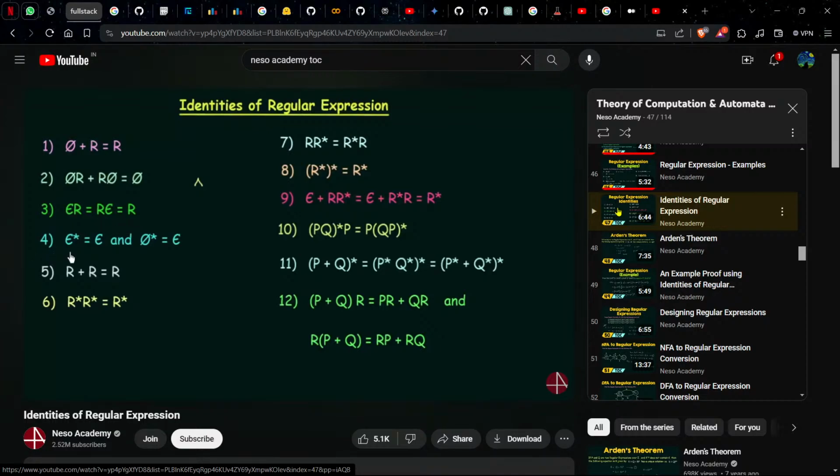Alright, let's see the fourth one. The fourth one says epsilon closure equals epsilon. This is very simple. If you have epsilon and you perform the closure of that, then what you get is epsilon itself. And this is important. This says that the closure of phi is not phi, but it is epsilon. So if you perform the closure of phi, you get the epsilon symbol.